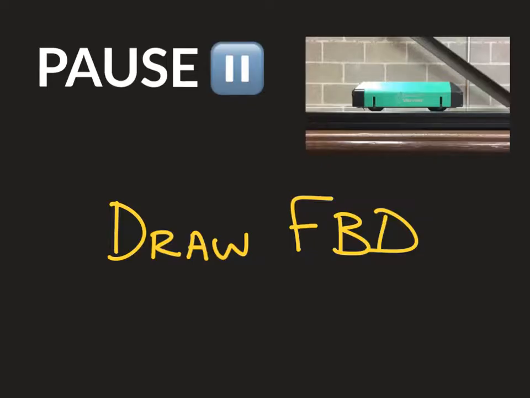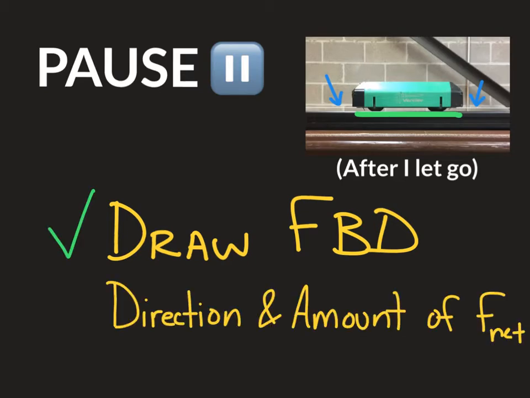Pause the video and draw a free body diagram of the cart after I let go. That means nothing is touching it but the track and the 2 strings. Now once you've done that, I want you to tell me the direction and amount of net force. For instance, you would say there's 6 newtons to the right is the net force, or 2 newtons to the left. Tell me, but to prove your answer, use a net force equation for the horizontal direction.